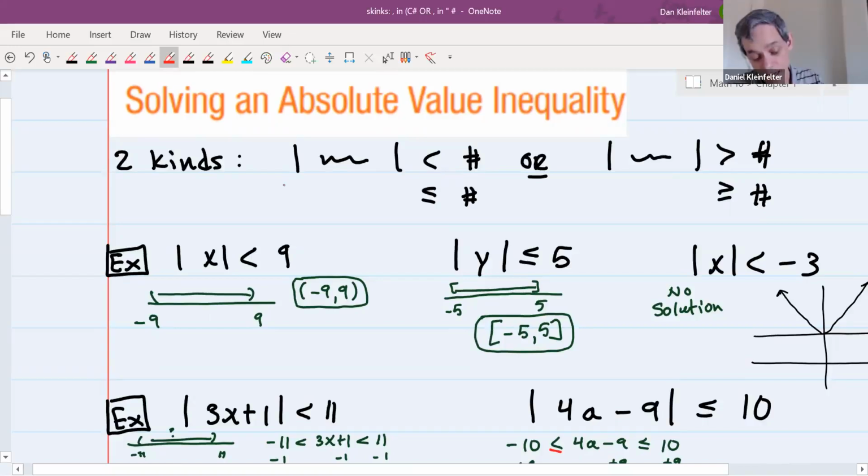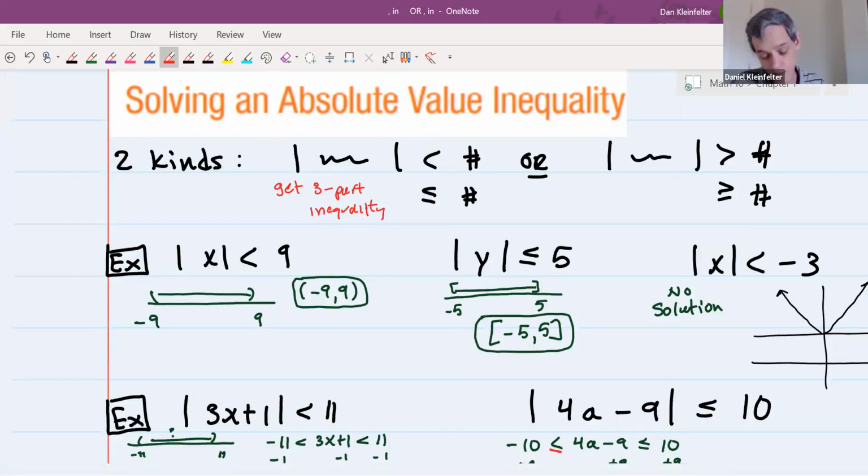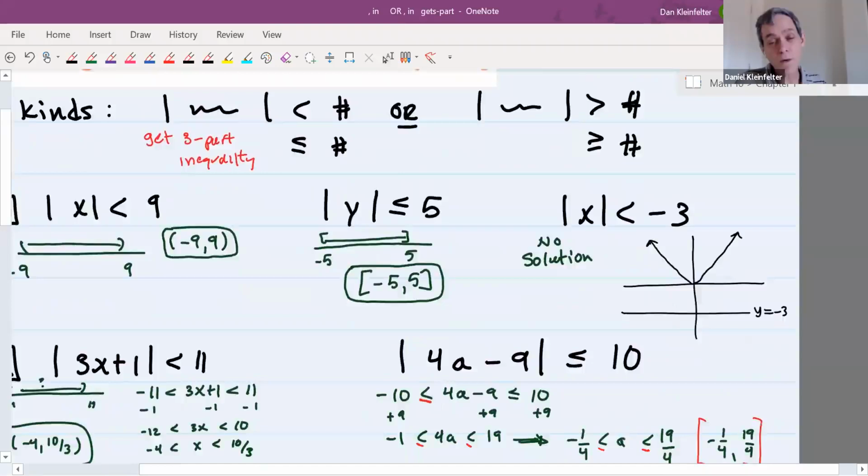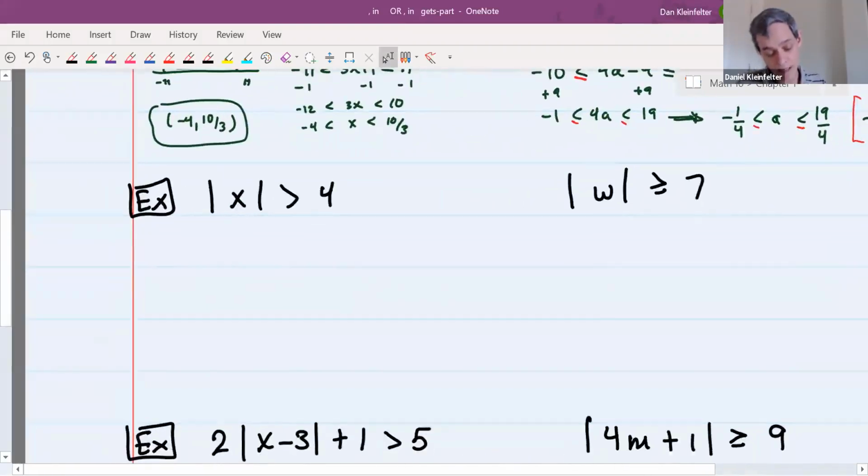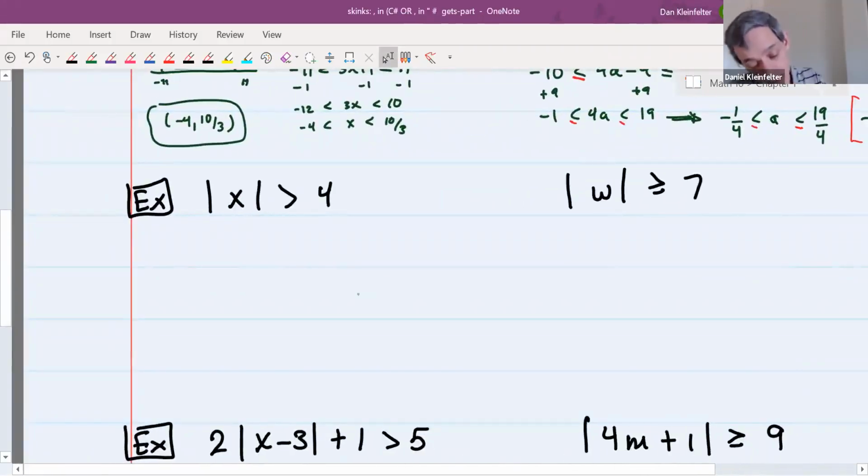For this kind, you always will get a 3-part inequality, because you're saying the distance is within a certain amount, so there's the 3 parts to that. For the second piece, we have the distance is greater than or equal to some amount. So let's try a simple one first.